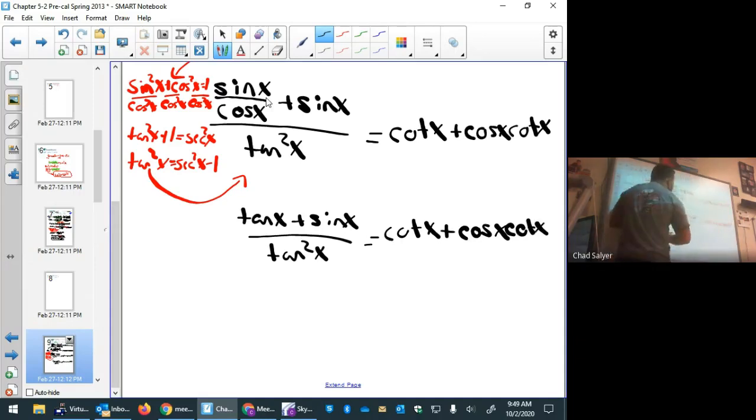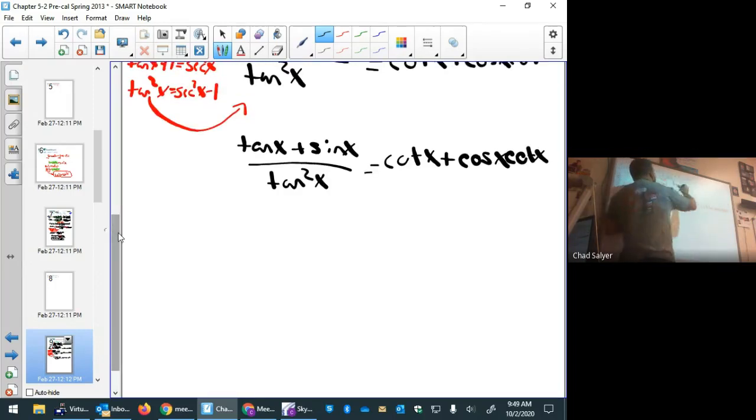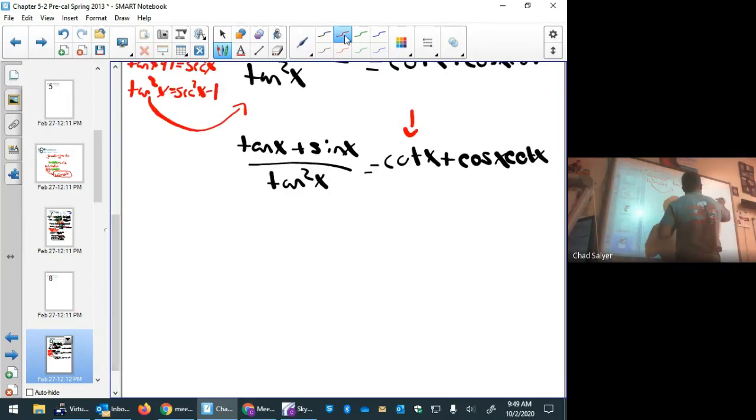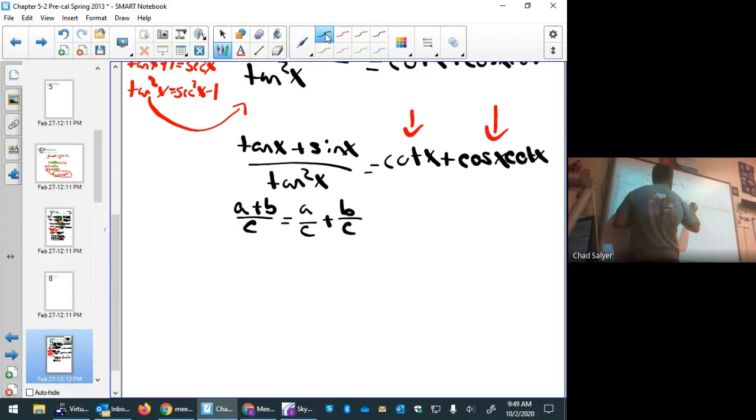Usually you want as few terms as possible. We're always trying to reduce the number of terms. But here I see on the right side 2 terms. So let's make this left side 2 terms as well. And we can use that property I've used previously in reverse. In other words, a plus b over c equals a over c plus b over c.